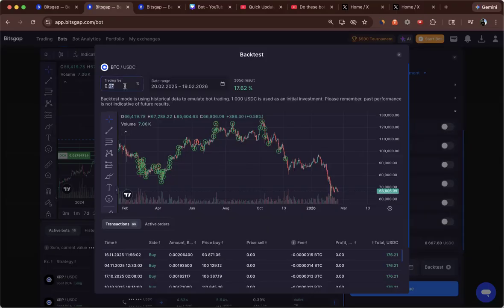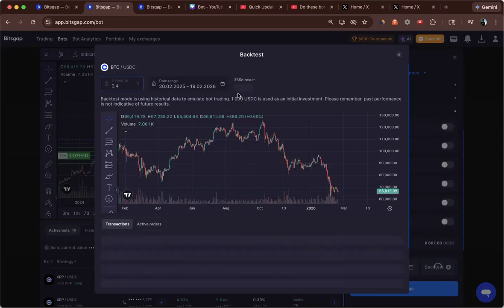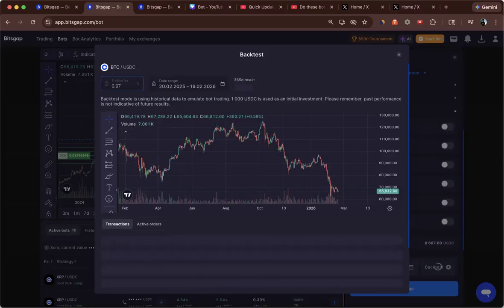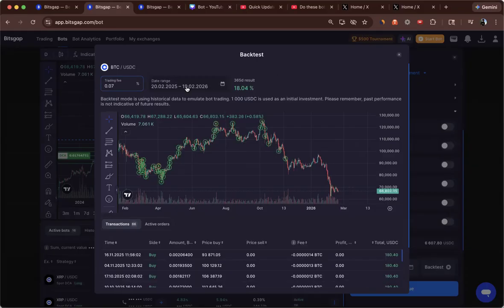So you might start out with a 0.4% trading fee, which is going to take your APY down a little bit. So 15 is still pretty damn good. And I think mine is currently 0.07, and it fluctuates based on your previous 30-day trading volume. So we're just going to leave that instead of switching that back and forth every time. I'm just going to leave it at the 0.07 or whatever it defaults to.